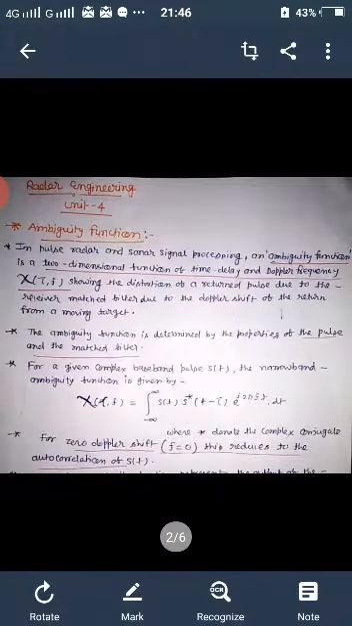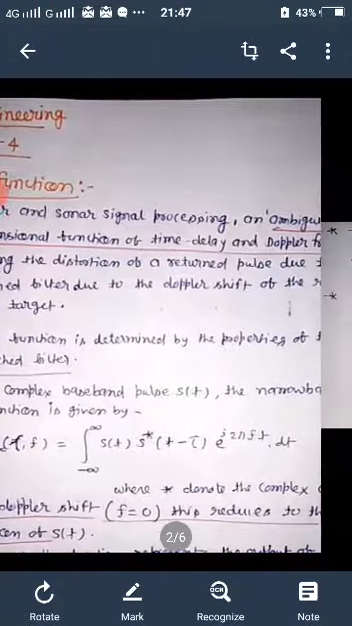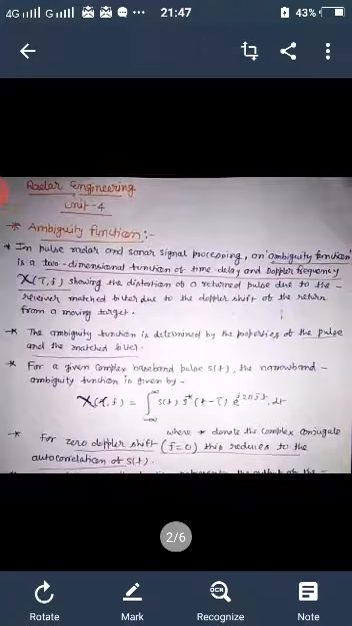and as we have discussed, it depends on two parameters: time delay, which is denoted by tau, and Doppler frequency, which is denoted by f. You may write d in subscript, where d indicates the Doppler frequency. So this ambiguity function shows the distortions of a return pulse due to the receiver matched filter, due to the Doppler shift of the return from a moving target.